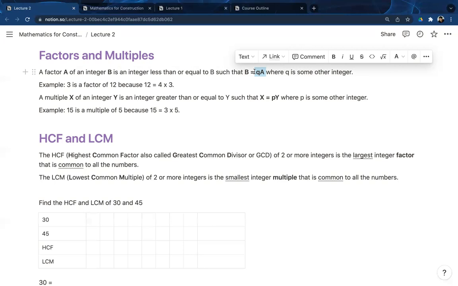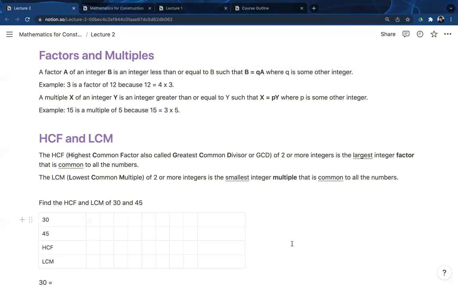HCF and LCM. Highest common factor is also called greatest common divisor, or GCD. Divisor is a synonym for factor, okay? So if you want to find the HCF of 2 or more integers, you have to find a number that is common to all of them, which is also a factor of all of them, okay? And the same idea exists with multiples, right? Lowest common multiple is a multiple of all the numbers that is common to all of them, but we want the lowest one, okay?